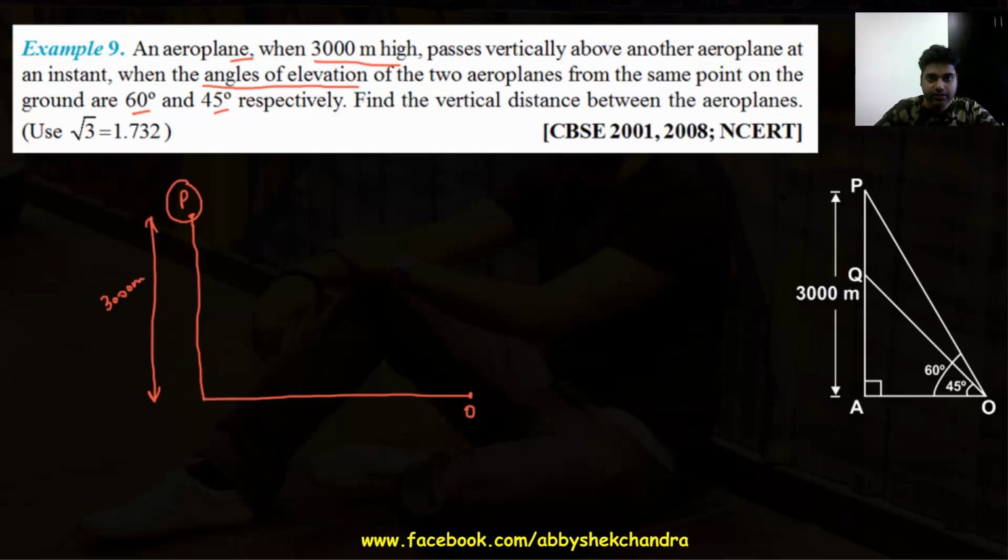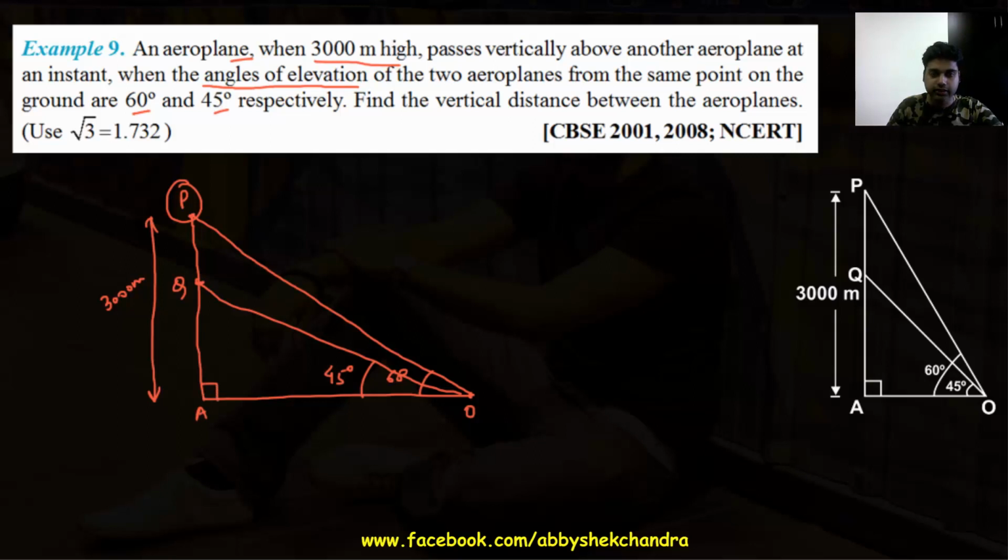Now this aeroplane passes directly above another aeroplane. Let's say that aeroplane is at Q. Now the angle of elevation of P is given to be 60 degrees and the angle of elevation of Q is given to be 45 degrees. This is A, this is 90 degrees, and we have to find the vertical distance between the aeroplanes. That means we need to find the distance PQ. Fine. So this is how I got to this figure.